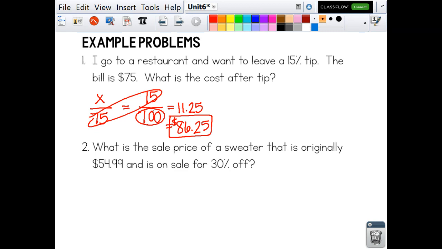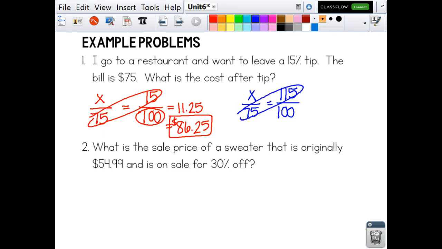The next way to do it, and this is kind of what that little blurb up top was talking about, is you still do x over 75. We're still going to do 100, but instead of putting 15 as the numerator, we're going to put 115. Because 75, we're paying 100%, right? We're paying $75, which is 100%, but then we're paying 15% more because of the tip. So that's really 115% is what we're paying. This way you add the percent in the beginning, so you don't have to add at the end.